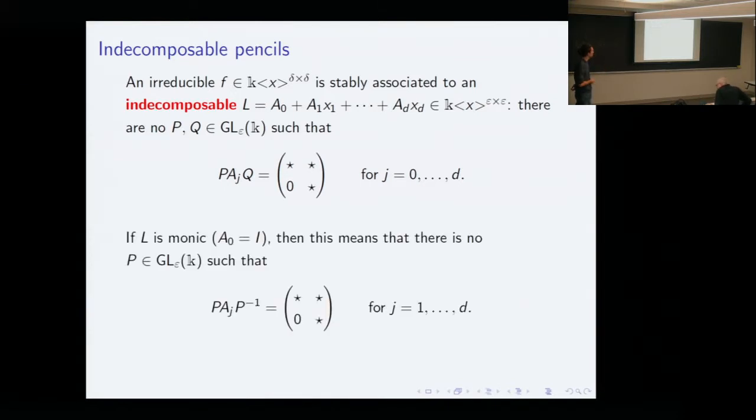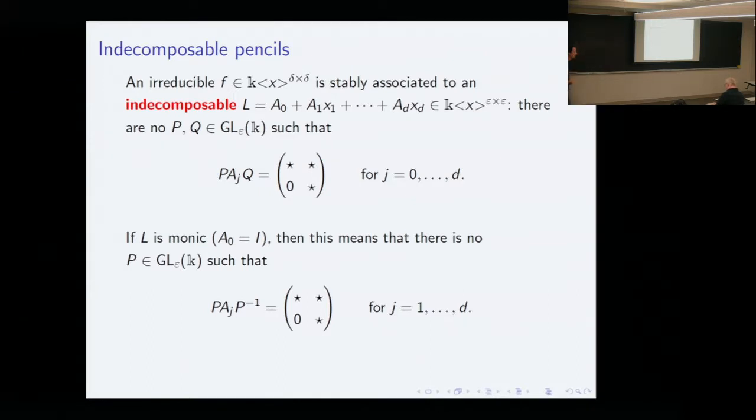A little nicer situation is if this is a monic pencil, so if A0 is an identity matrix. Then you don't need two matrices P and Q; by this being monic, you actually have just one matrix and you do the same basis change on both sides. Again, being indecomposable means that there's no basis change such that you get this block decomposition.